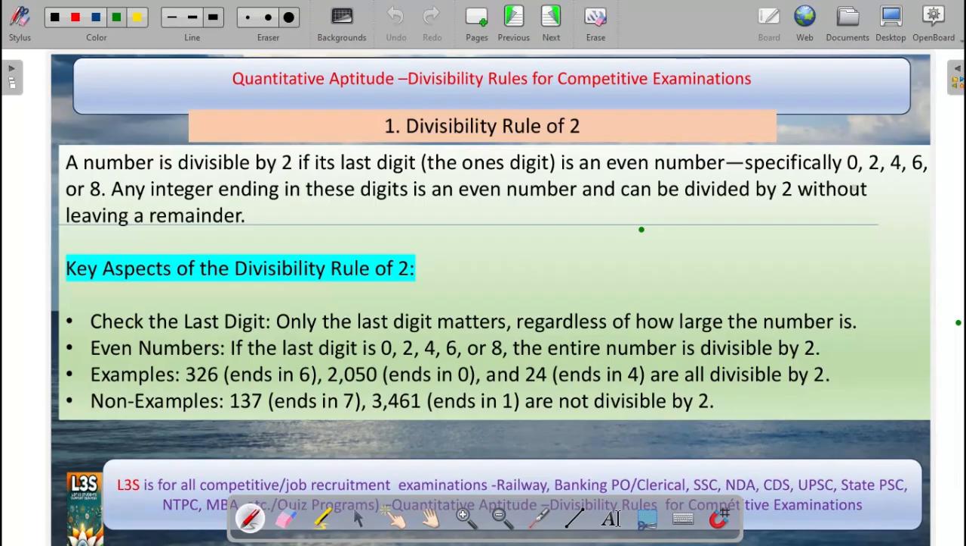First we will discuss the divisibility rule of 2. A number is divisible by 2 if its last digit is an even number, specifically 0, 2, 4, 6 or 8. If the last digit, or the ones digit, is an even number, then that number will be divisible by 2.